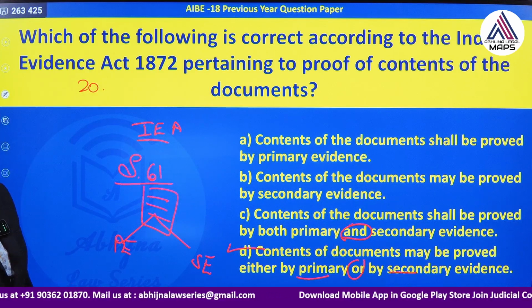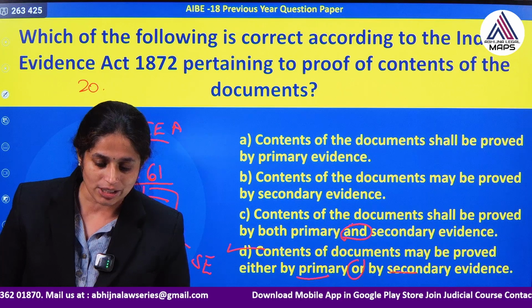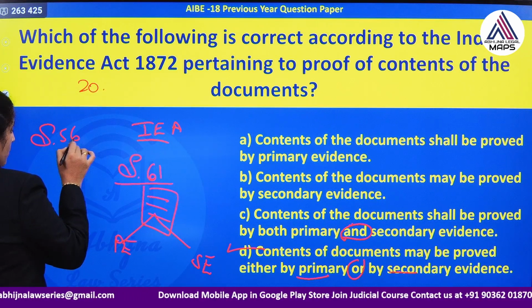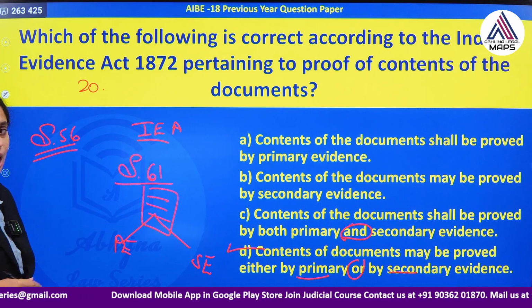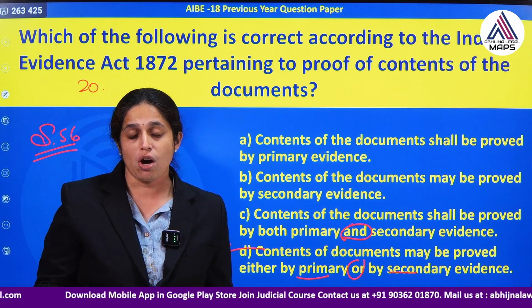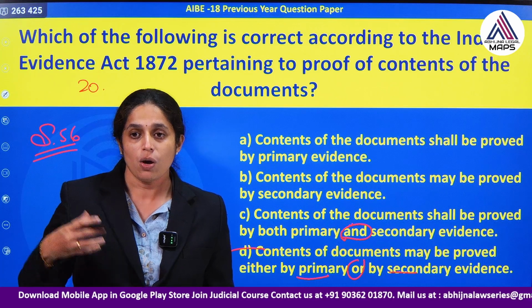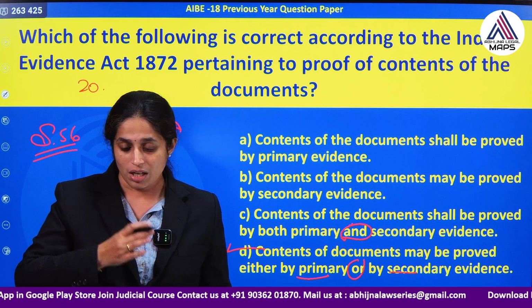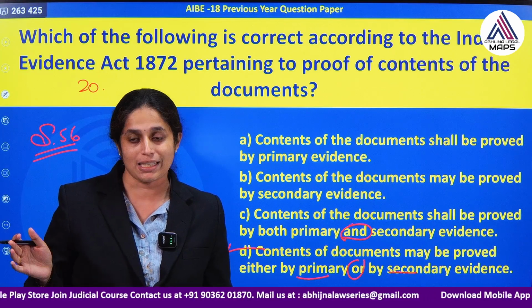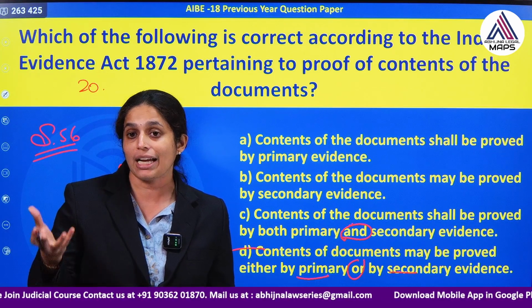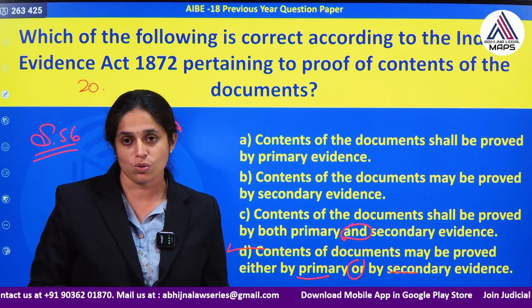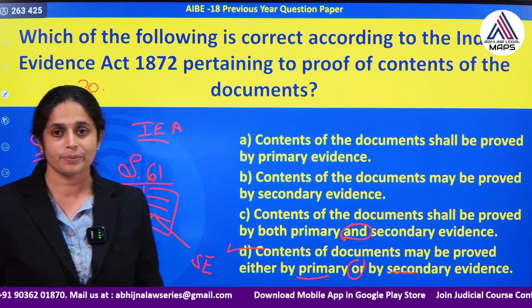The corresponding section under the Bharatiya Sakshya Adhiniyam is section 56. Lots of changes have been made in the list of what are all primary evidence and what are all secondary evidence. The list has been increased, the explanation and the meaning have been expanded. Primary evidence now also includes electronic evidence to a certain extent, and secondary evidence also includes certain admissions, oral and written admissions and everything.